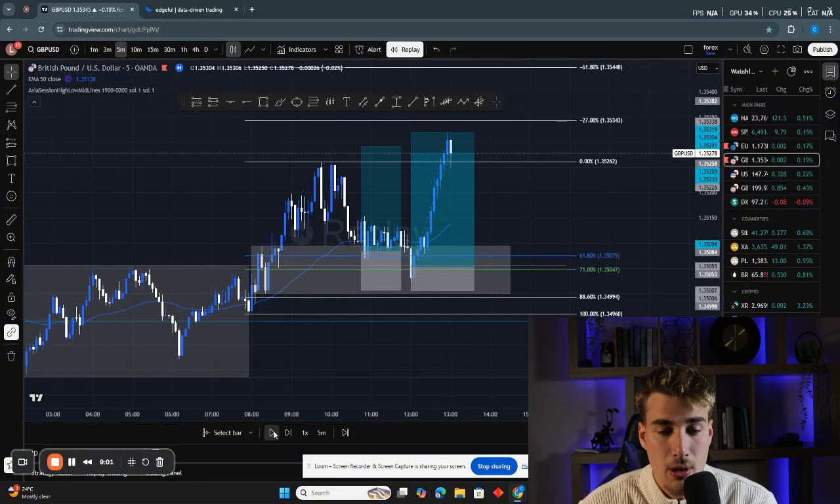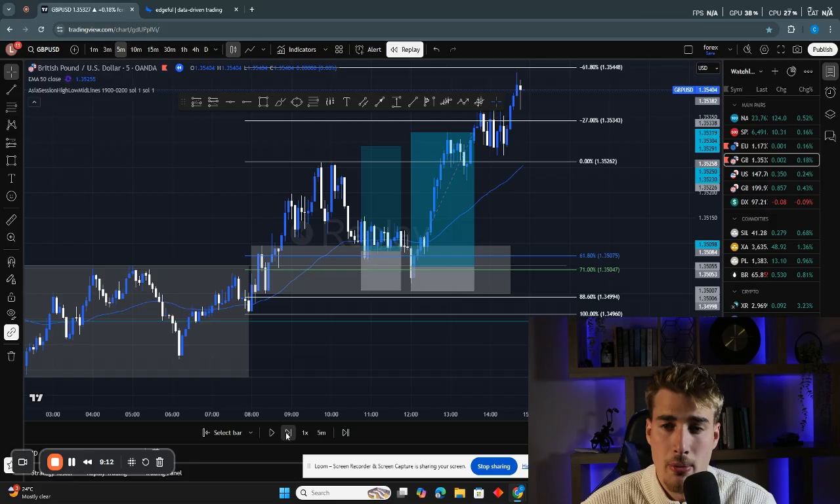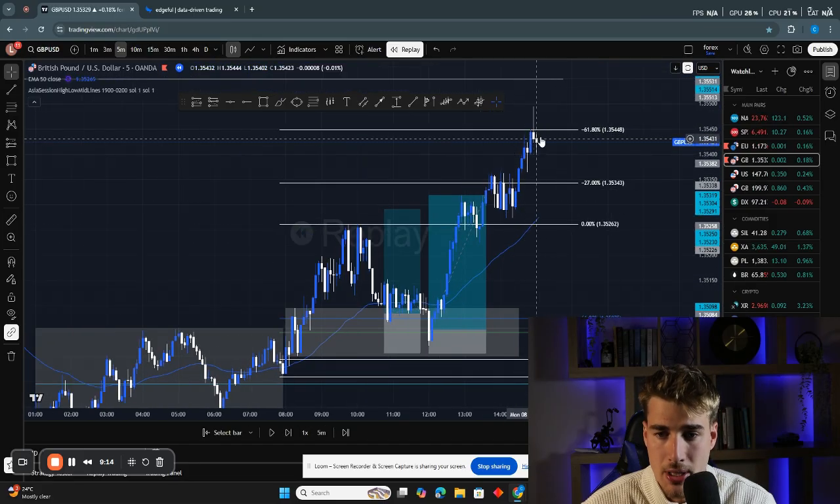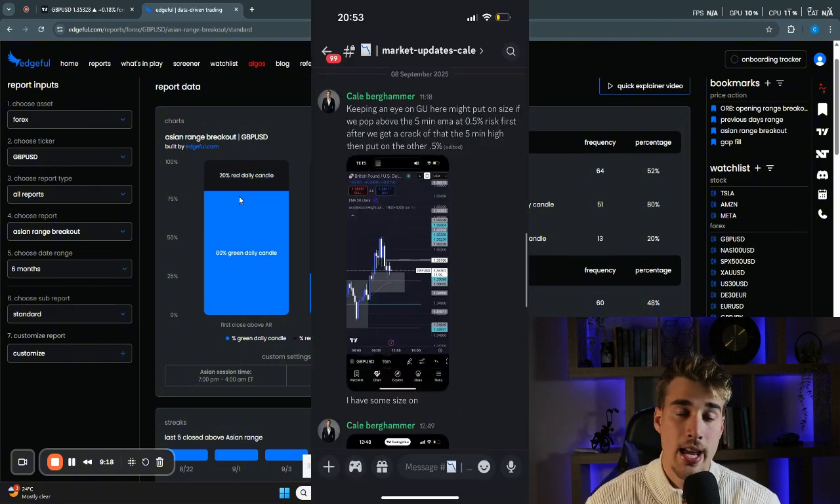So seeing our price obviously react, let's just see how the rest of the day played out. We held above that level quite nicely, pulled back a little bit, eventually hit the 27% mark, and then slowly but surely ran up to our 61% mark. So the data is in our favor. I mean, again, I've been doing this day in, day out with my students.